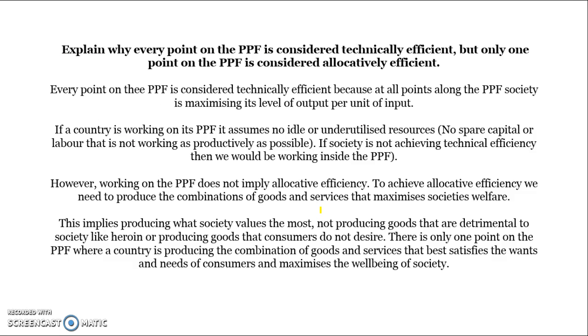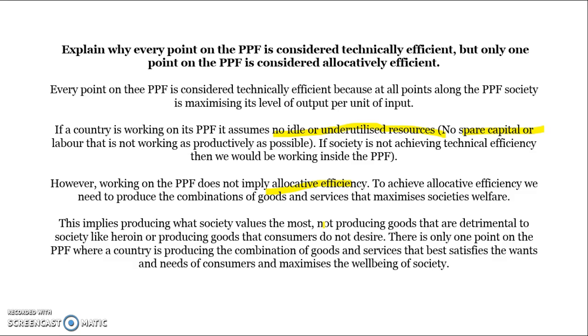Explain why every point on the PPF is considered technically efficient, but only one is allocatively efficient. Every point on the PPF is technically efficient because at all points we're maximising output per unit of input. If we're working within the PPF, we're not, but if we're working on the PPF, it means there's no idle or underutilised resources, no spare capital or labour. If society is not achieving technical efficiency, then they're working within the PPF. However, working on the PPF doesn't necessarily mean allocative efficiency, because we might not be producing the goods and services that society values.